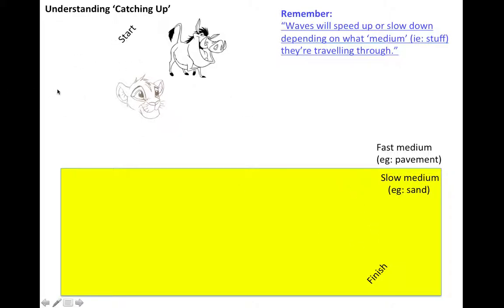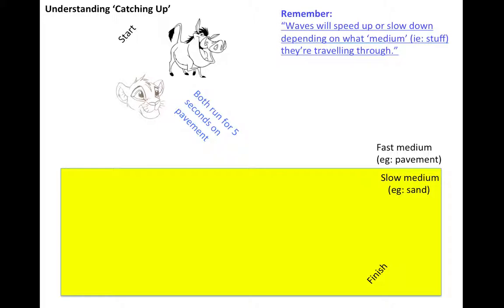There's one key assumption we've got to accept here, and that assumption is that Simba and Pumbaa can run at exactly the same speed. If they're both running on sand, they run at the same speed, and if they're both running on pavement, they also run at the same speed. So the race starts. Ready, set, go. Both run for 5 seconds, all on the pavement.